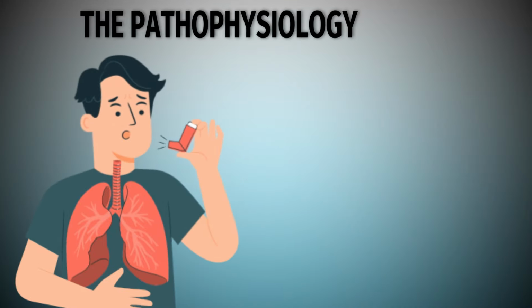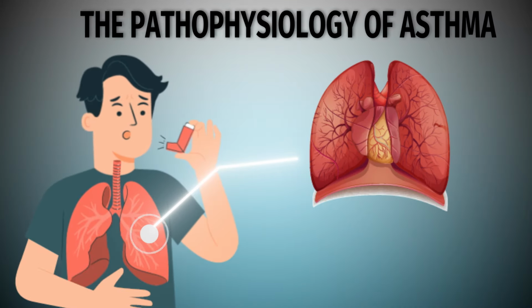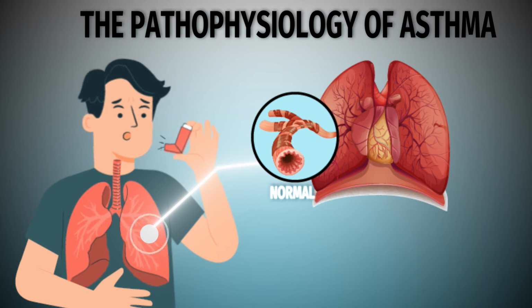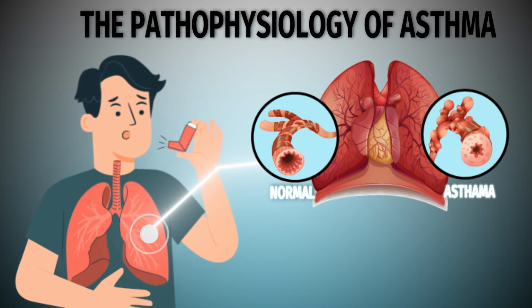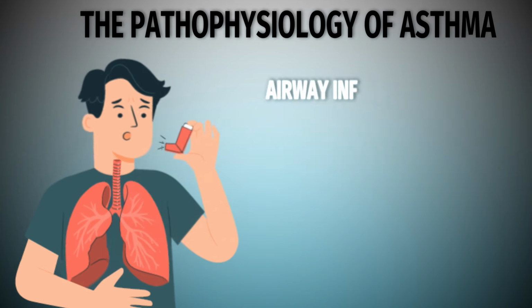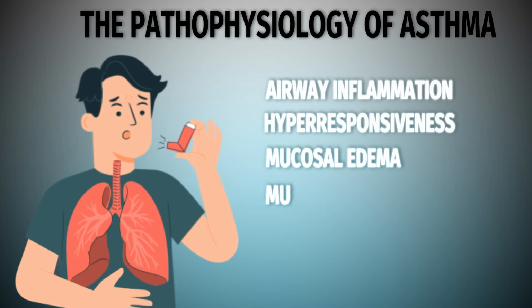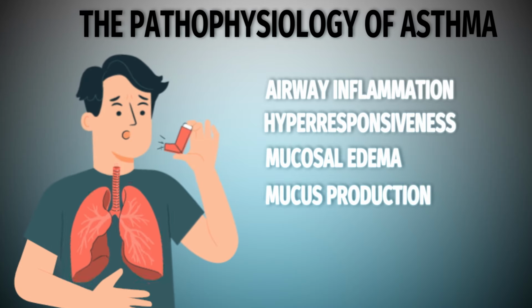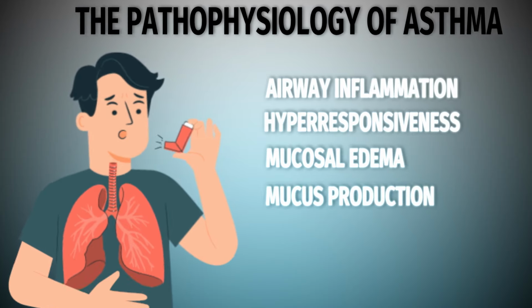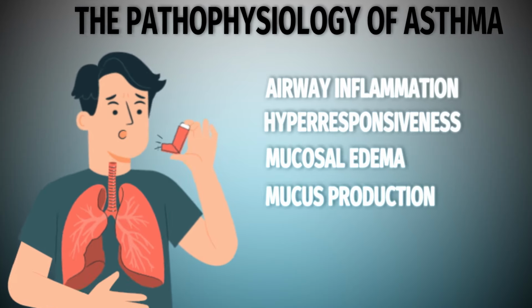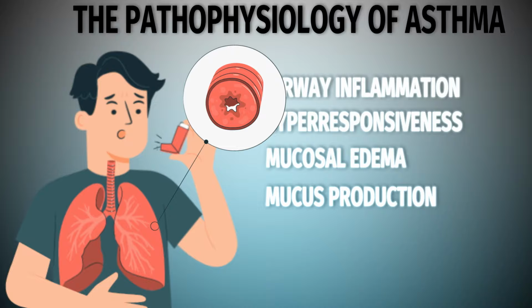The pathophysiology of asthma. Asthma is a chronic inflammatory lung disease that causes varying degrees of obstructions in the airway. The inflammatory response is marked by airway inflammation, hyperresponsiveness, mucosal edema, and mucus production, which makes it harder for patients to exhale rather than inhale. It also causes partial or total obstruction of the airway, interfering with airflow and oxygen supply.